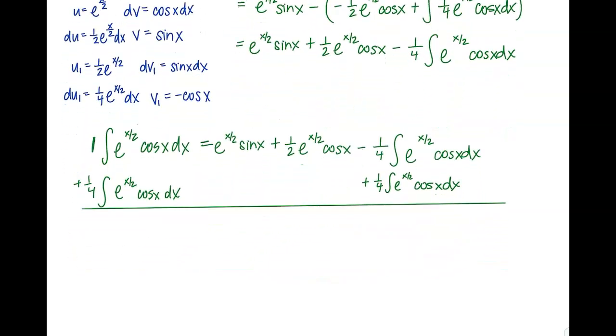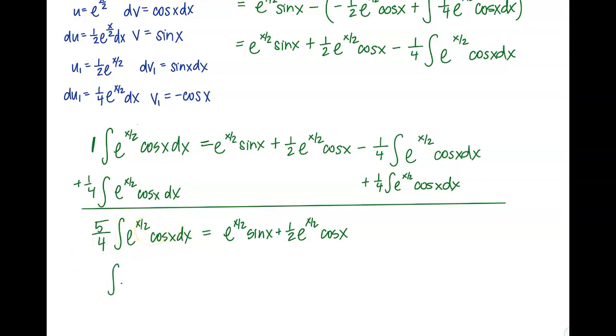So I'm going to scoot up to make a little bit of space. So I have 5/4 the integral of e to the x over 2 cosine x dx is equal to e to the x over 2 sine x plus 1/2 e to the x over 2 cosine x. Alright, so we're super close to being done now. I don't want 5/4 of this integral, I just want this integral. This integral is what I was solving for without anything in front. So I can just multiply both sides by the reciprocal of 5/4, by 4/5, to get this by itself.